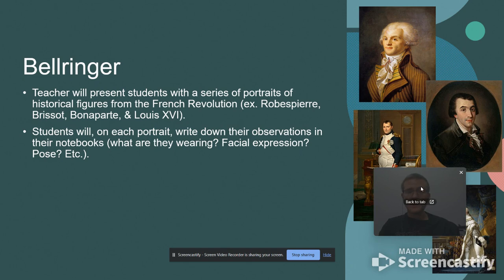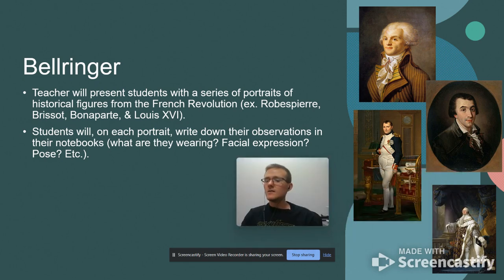So I guess as an example of this, take Louis XVI, for example. You can see he's decked out in gold. He has this grandeur posture right here. It's I'm better than you, I'm above you. Whereas if you have Brissot here, it's very colonial, it's very average, it's very middle class. That's how I would describe it.